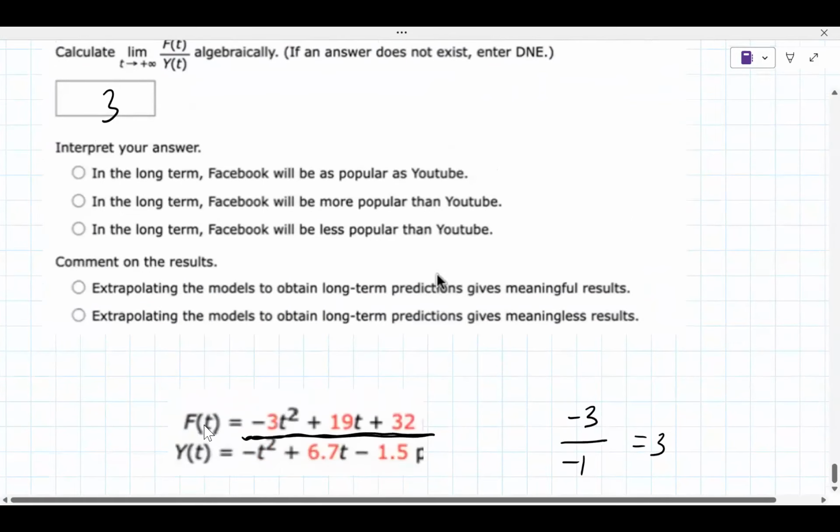In the long run, Facebook on top will be more popular than YouTube, which I don't believe is true. I think YouTube is bigger. YouTube's the second most popular search engine.